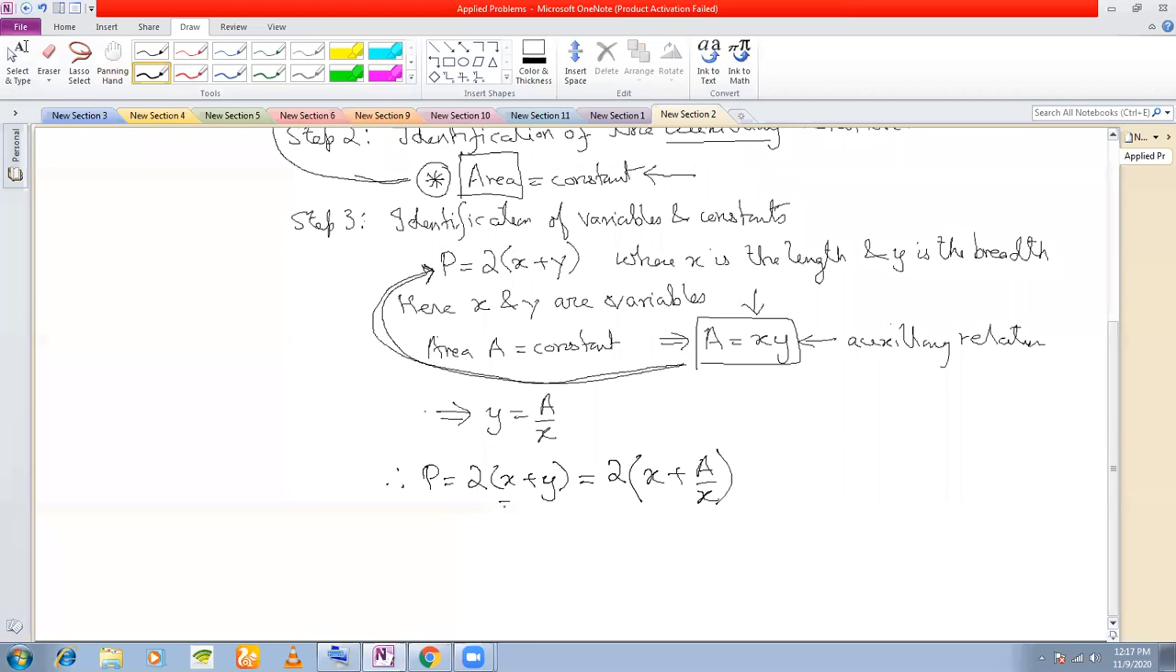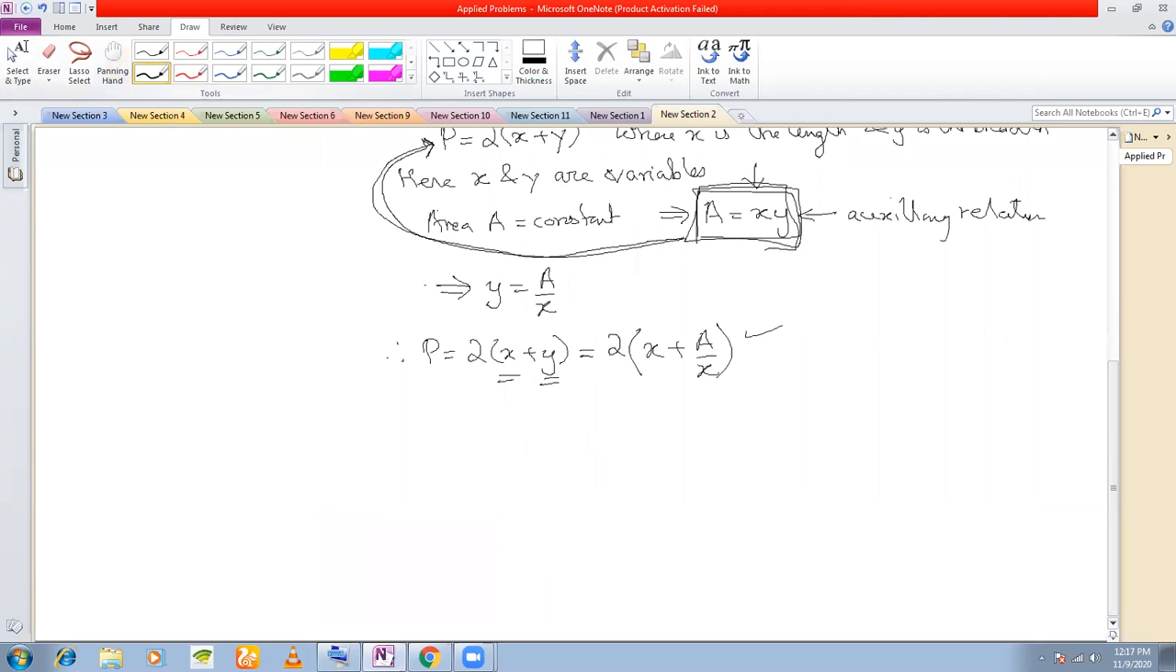So here we had x and y. But with the help of this auxiliary relation, we came down to one variable. Now this is very convenient to work with. Now I can work. Now we can minimize or maximize very easily.